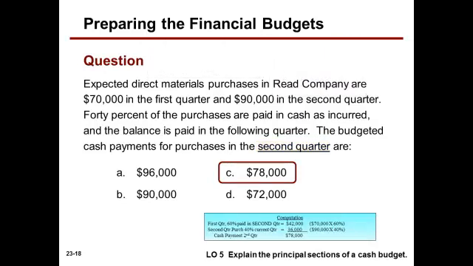Calculated as follows. The first component is $42,000, which is the balance of the purchases made in the previous quarter. That is, 60% of the $70,000 purchased in the first quarter are paid in the second quarter, and the $36,000 component is 40% of the current month's purchases of $90,000. Total of $78,000, second quarter forecast cash payment for purchases.